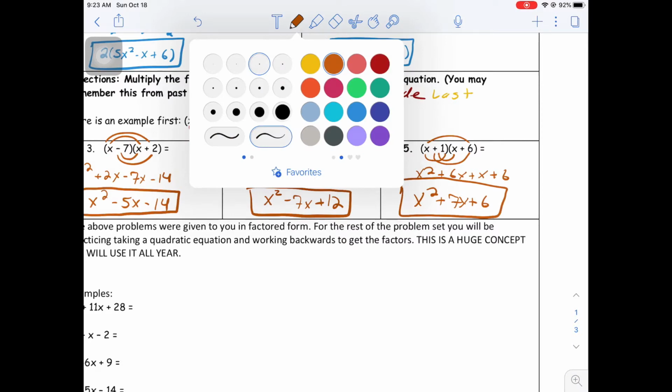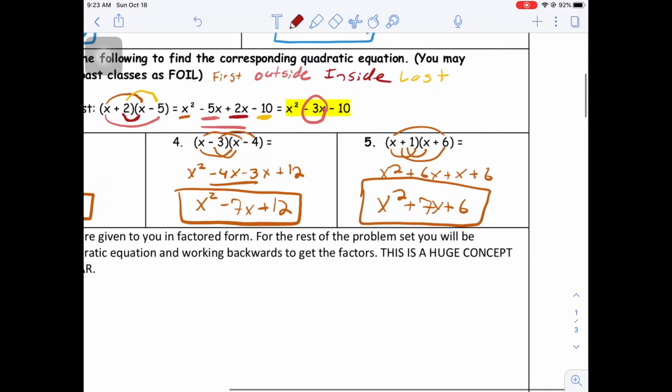So, I know we went through those fast, but hopefully you're noticing something. The last term that we get, here I'll circle the positive, the last term that we get is always the two terms at the end being multiplied together.